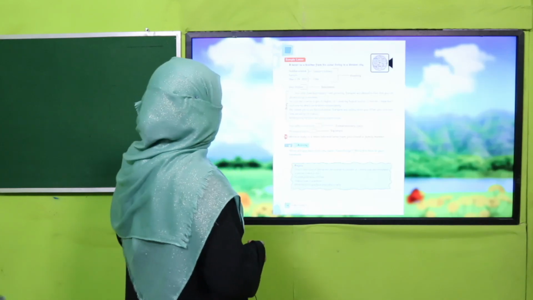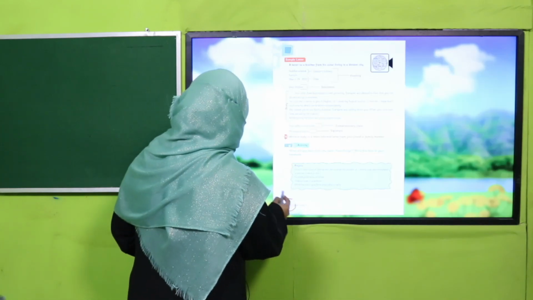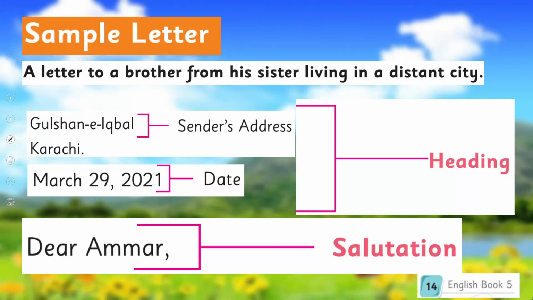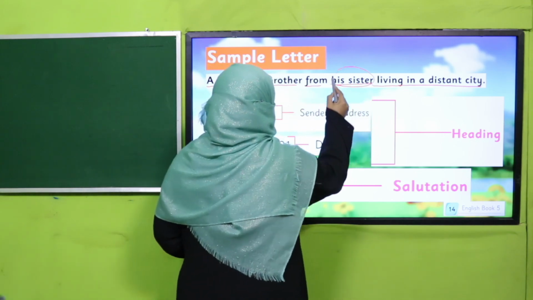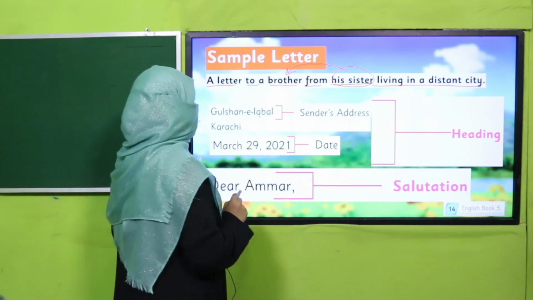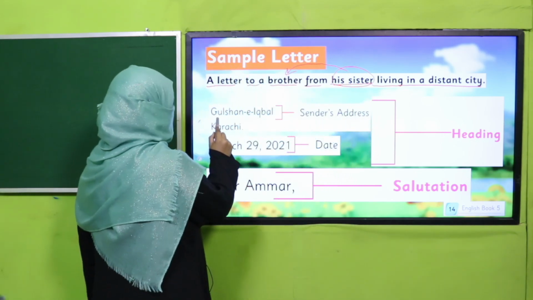So, here is a sample letter on page number 14 of your book. Let's see what this letter is all about. It's a letter to a brother from his sister living in a distant city. Now, there is a brother and a sister. They live in a distant city. So, a sister is writing a letter to her brother. What is she saying?